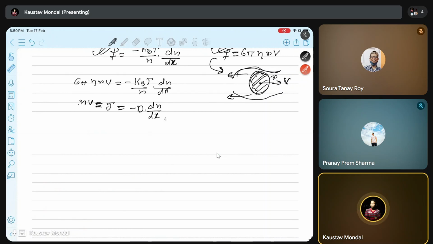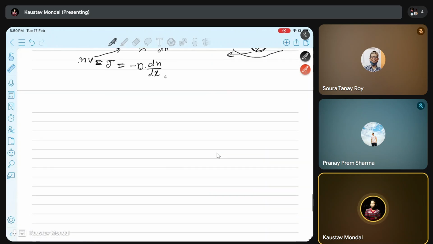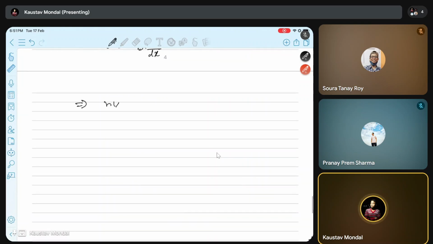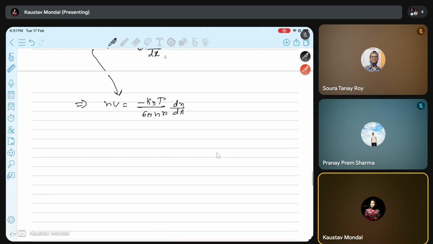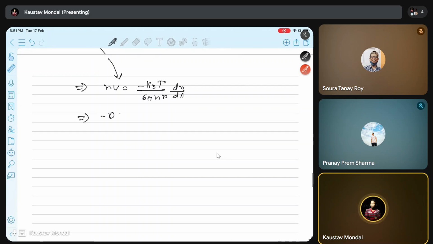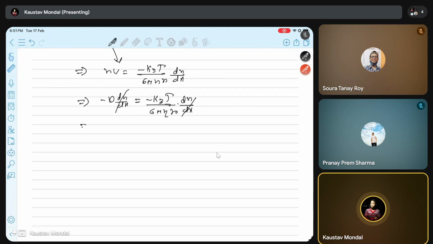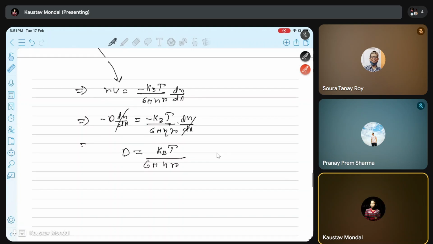If you substitute this quantity here, after doing all of this substitution, we get n v equal to minus kBT over 6 pi eta r into dn/dx. Now if you substitute this here, you get minus D dn/dx equal to kBT over 6 pi eta r into dn/dx. The dn/dx will cancel, so the expression of the diffusion coefficient D is given by kBT over 6 pi eta r. Keep in mind, this is only for a spherical particle.